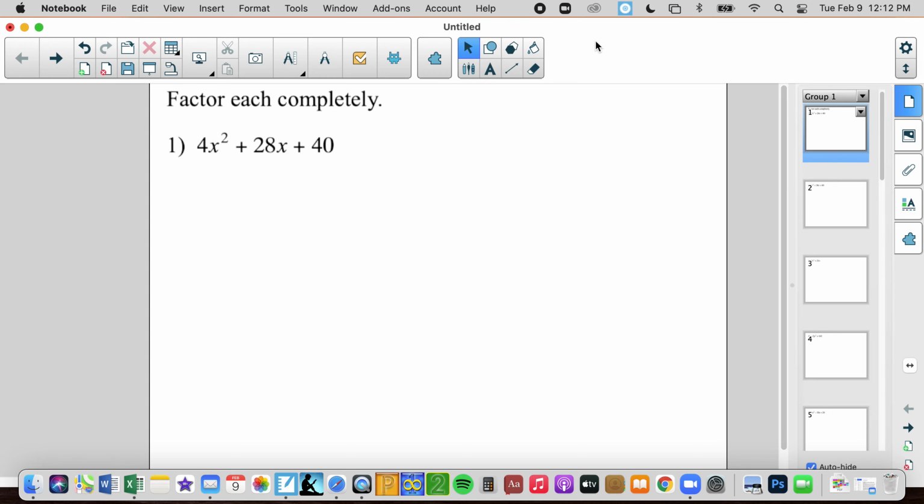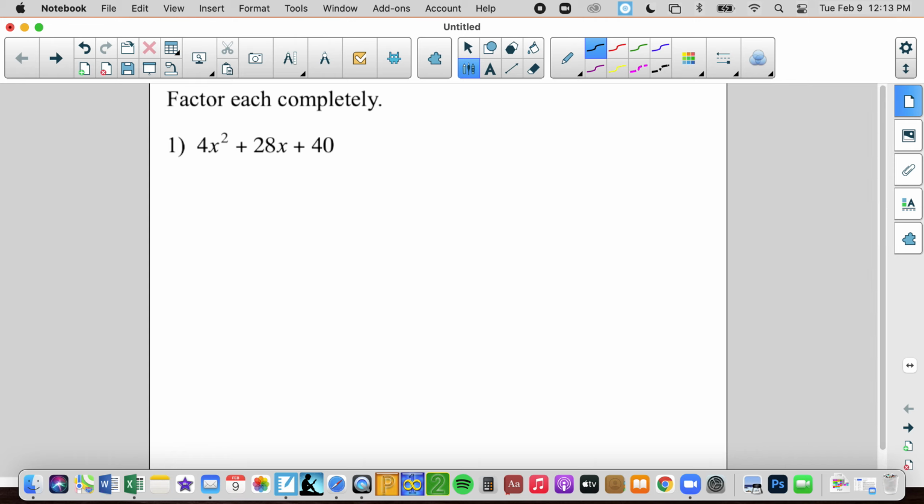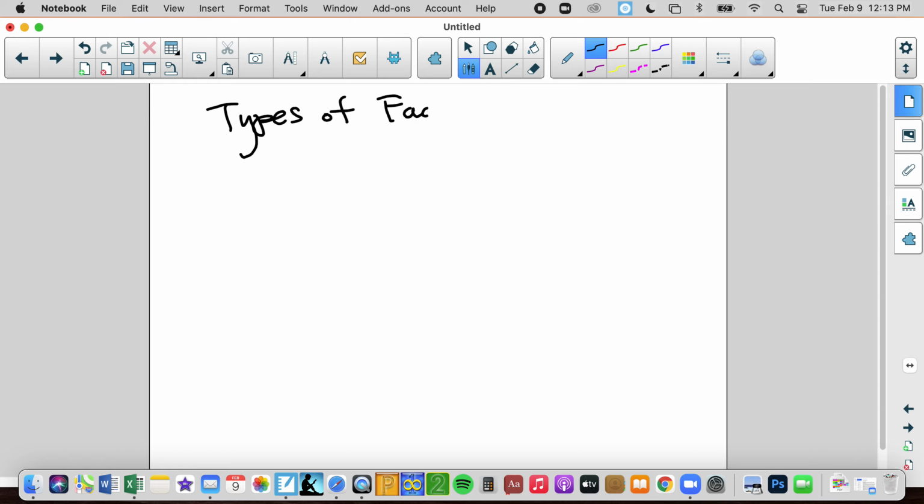Okay, here we go. This is the worksheet for section 511, which is factoring, and we're going to factor completely, but we're going to apply several methods. So we may use one of these techniques, and let's talk about the different types of factoring methods, that's what I'm going to call it.